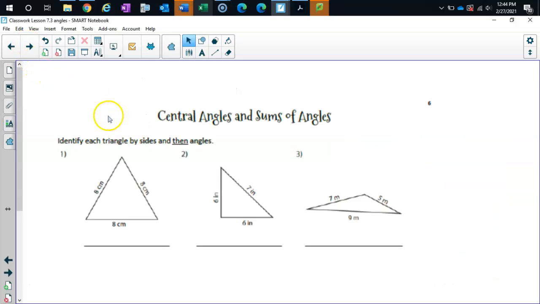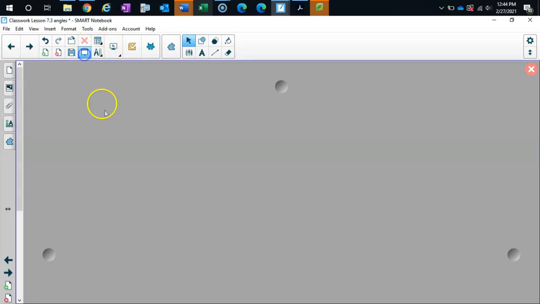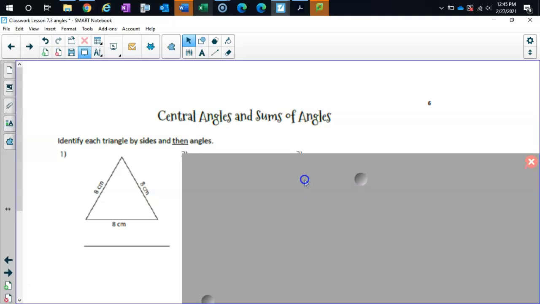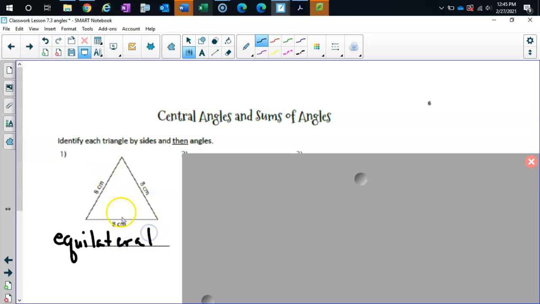All right, page 6, the top part. We are going to identify these triangles by the length of their angles and their sides. I'll tell you right now, number one, there should only be one name. Go. All right, this triangle is called equilateral. How do I know that? Well, each side is 8 centimeters. So 8, 8, and 8.